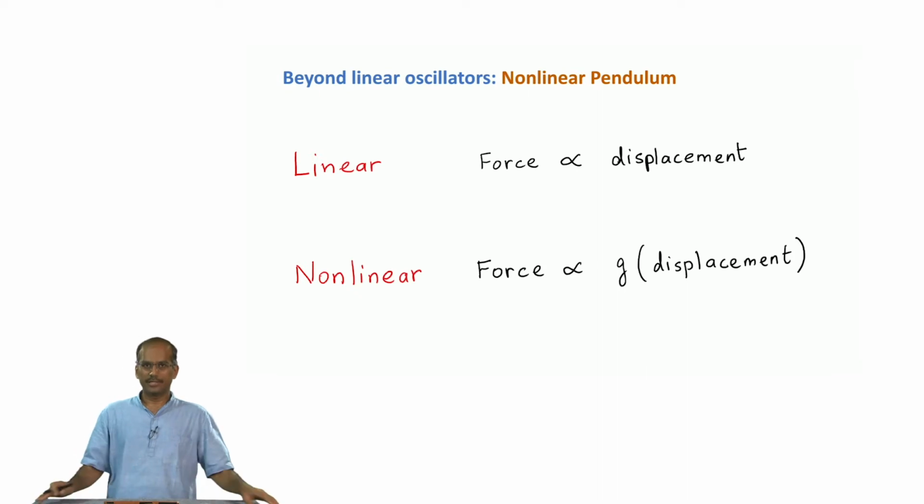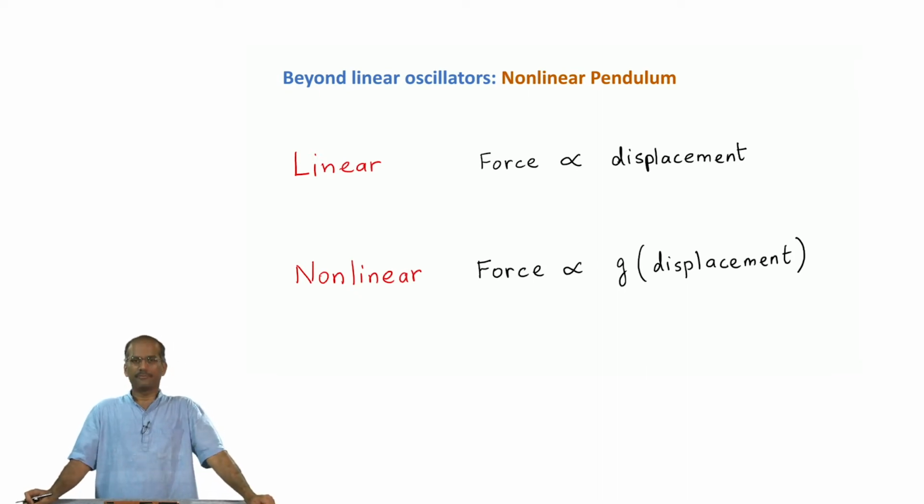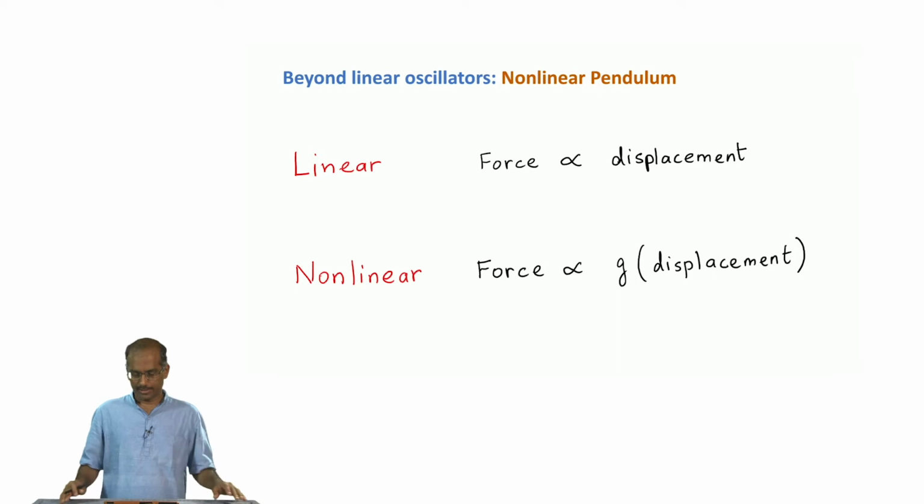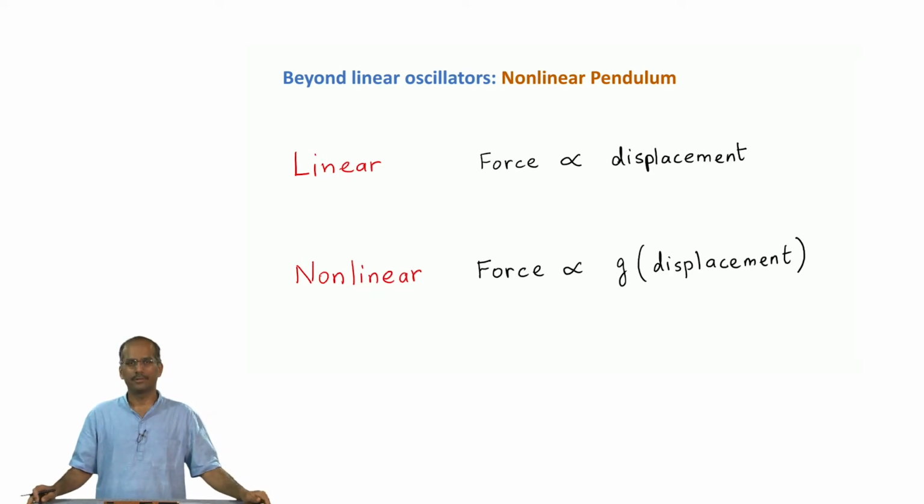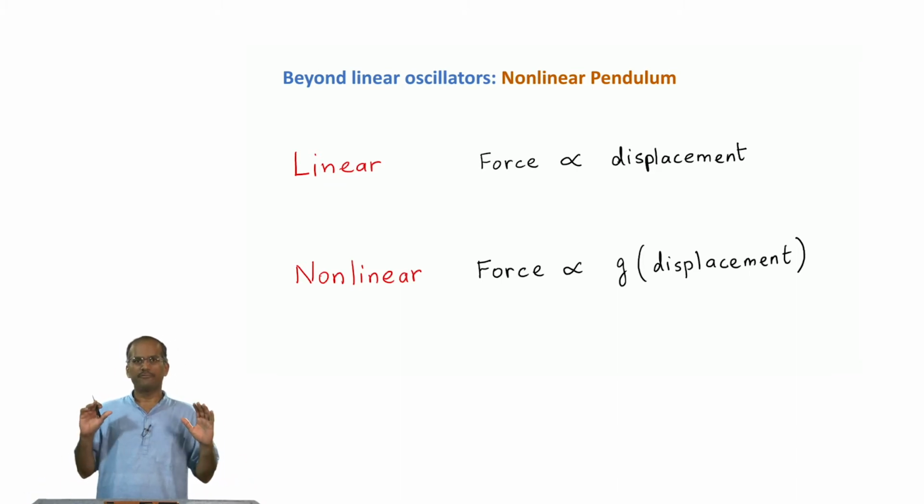So, as it is stated here in the first slide, for all linear systems, everything that we had seen, the force, or the restoring force more correctly, is proportional to displacement. So, when you want oscillations, your restoring force is proportional to displacement, and you had a minus sign sitting in front of it. That provided the necessary ingredient for oscillatory behavior. So, that is our template for linear systems.